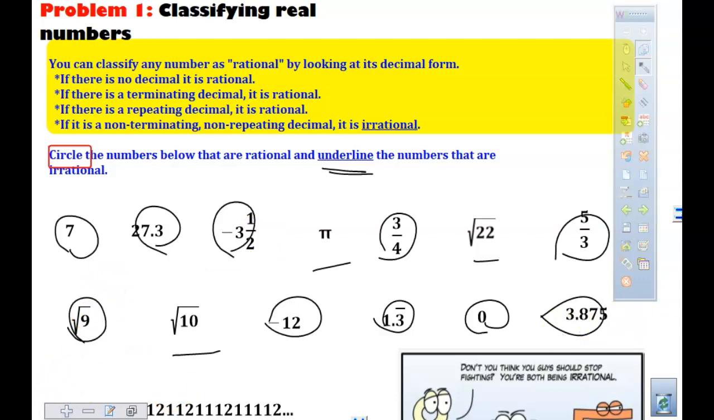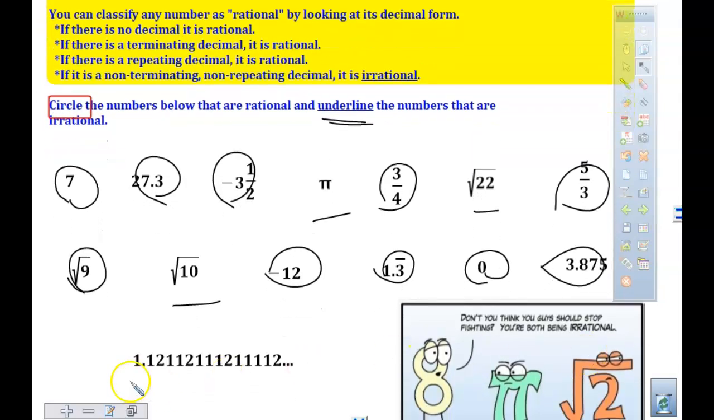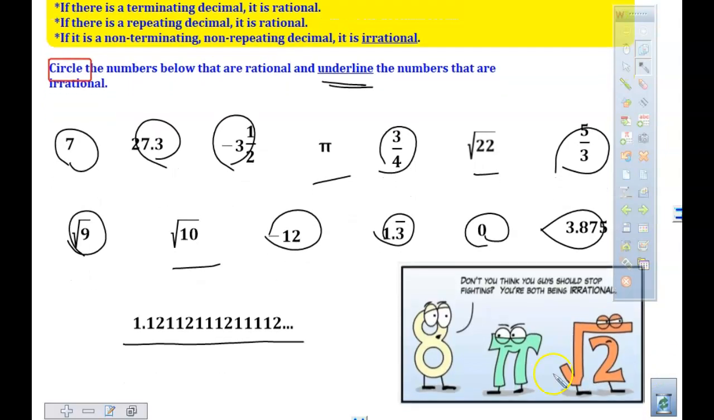So as you are looking at mine, hopefully yours looks similar. And the only other one that I didn't do was this one would also be an underline. So make sure yours looks similar.